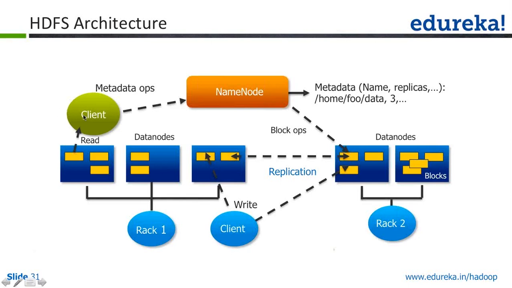So that's what the client is. Okay, and the end user will be sitting in front of the client. Now, the client will be interacting with the name node with respect to the metadata operations. So all the metadata operations will be done through the client. So what does that mean?